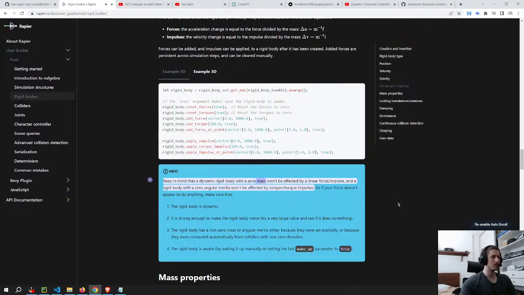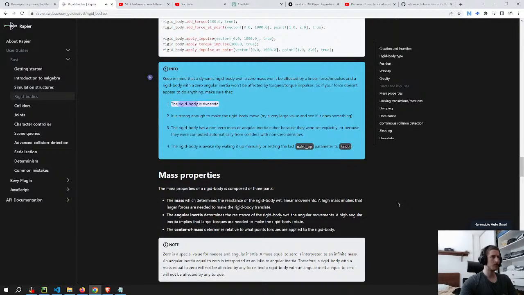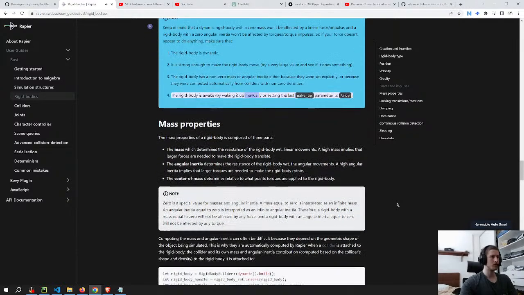Keep in mind that a dynamic rigid body with a zero mass won't be affected by linear force/impulse, and a rigid body with a zero angular inertia won't be affected by torque/torque impulses. So if your force doesn't appear to do anything, make sure that the rigid body is dynamic. Make sure the force is strong enough to make the rigid body move. Try a very large value and see if it does something. Make sure the rigid body has a non-zero mass or angular inertia, either because they were set explicitly, or because they were computed automatically from colliders with non-zero densities. Make sure the rigid body is awake by waking it up manually or setting the last wake_up parameter to true.